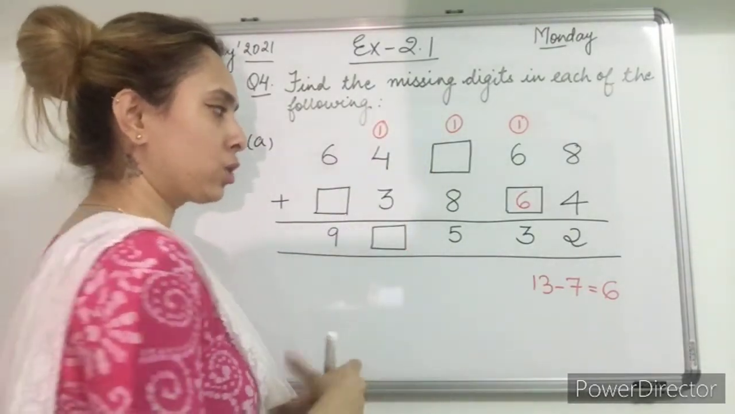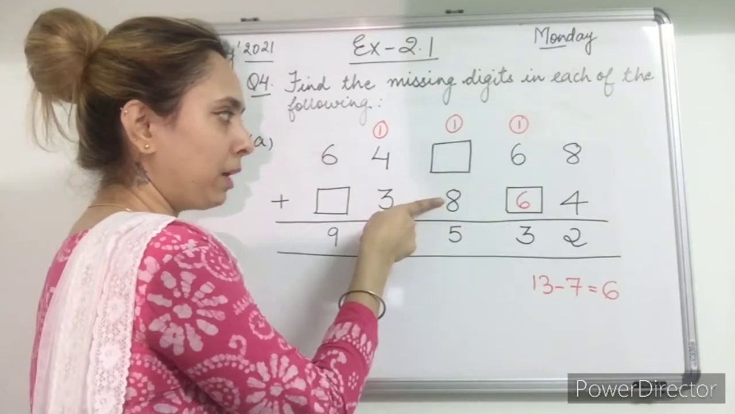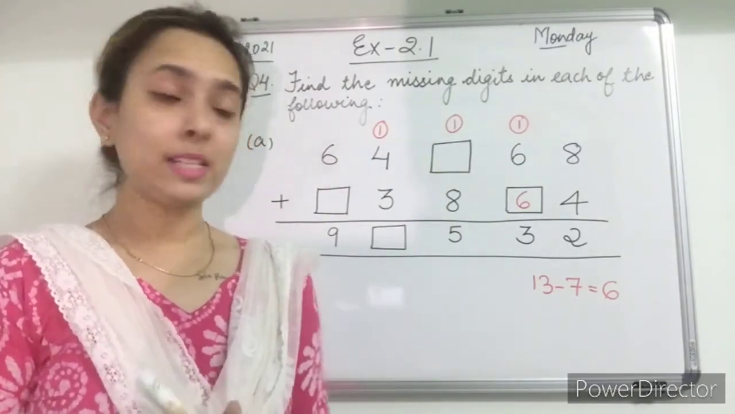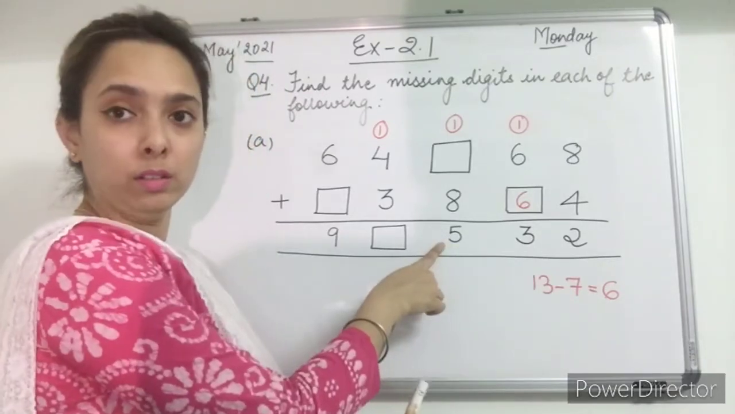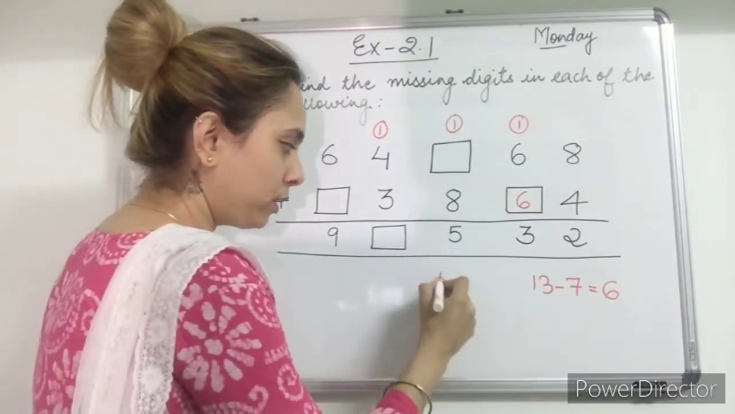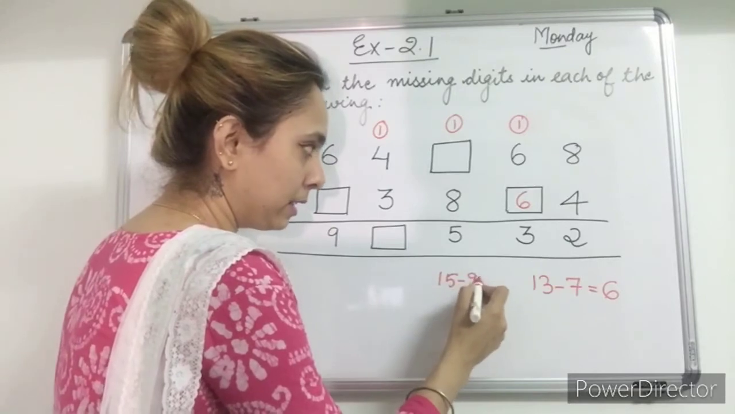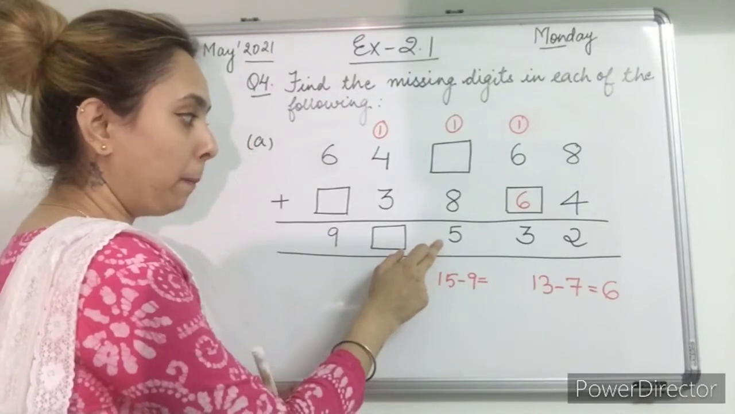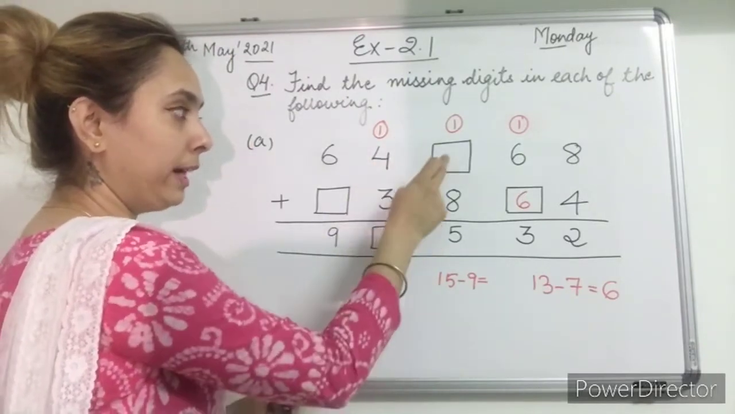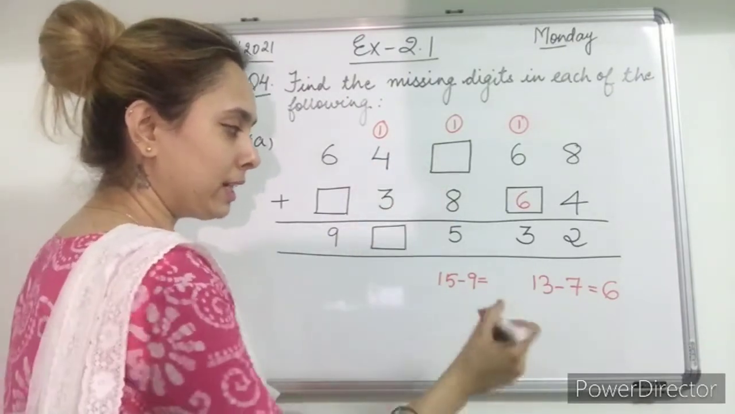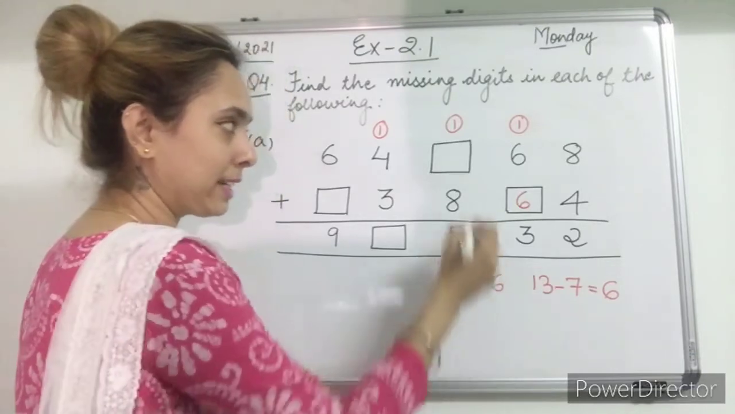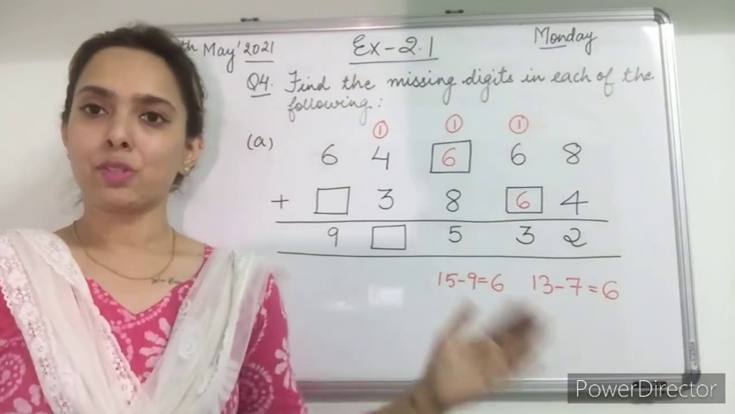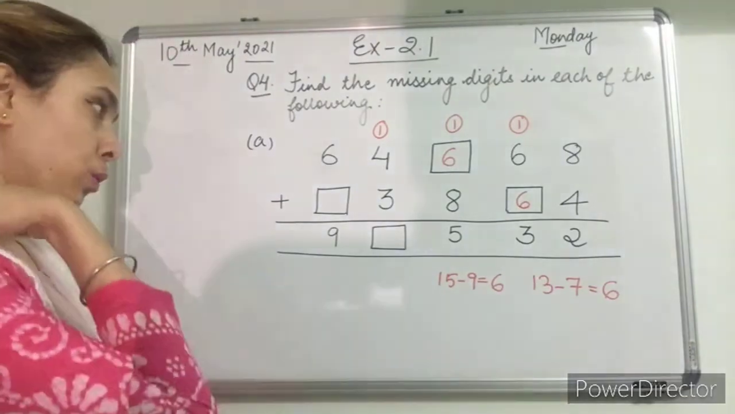Now let's start solving the question. 8 plus 1 is 9 and the sum is 15. So 15 minus 9. 15 minus 9 will get the answer. So what will we get here? We will get 6 again. I hope these steps are clear to all of you.